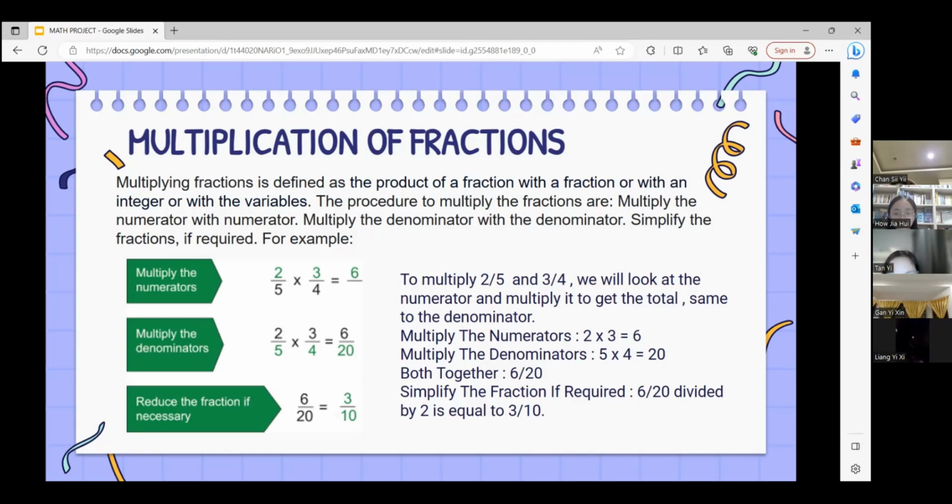As you can see here, 6 over 20 can be divided by 2. So 6 over 20 divided by 2 equals 3 over 10.